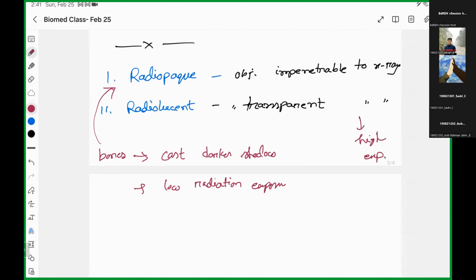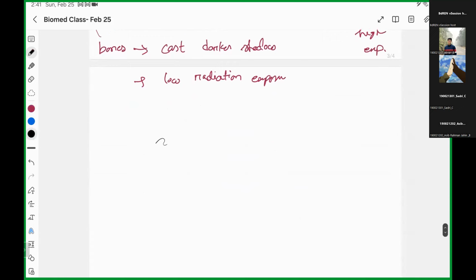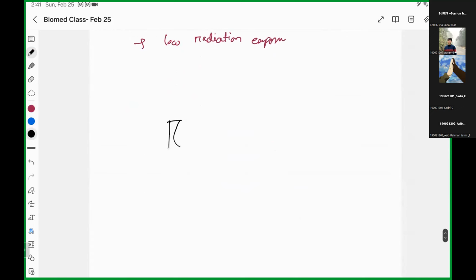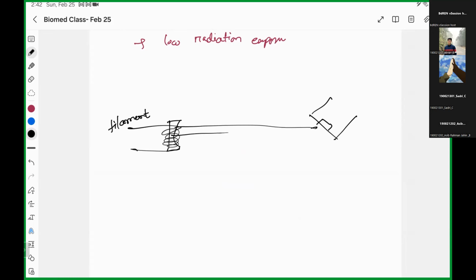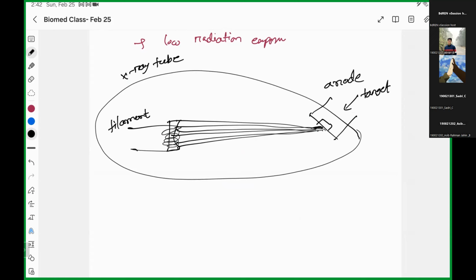Okay. I'm going to draw you the arc, how we do these things. You see, this is your filament. The electrons will hit this one. So this is your filament, this is your anode. This is the target. Everything is called an X-ray tube. Everything happens inside the X-ray tube.